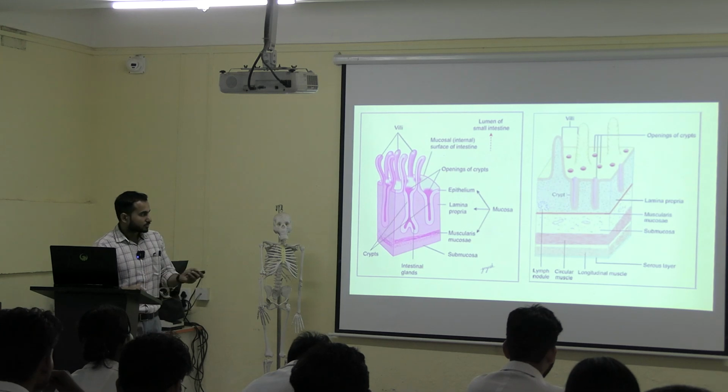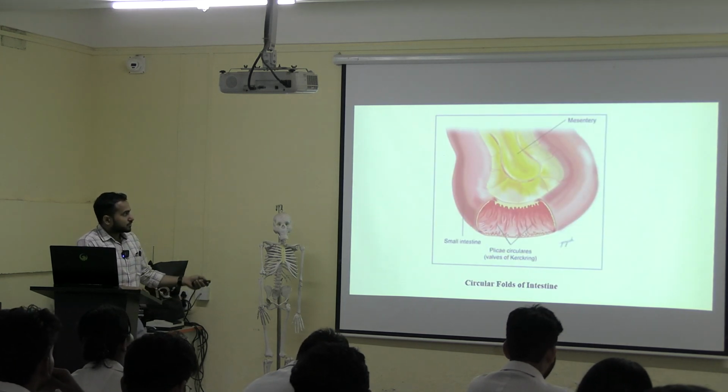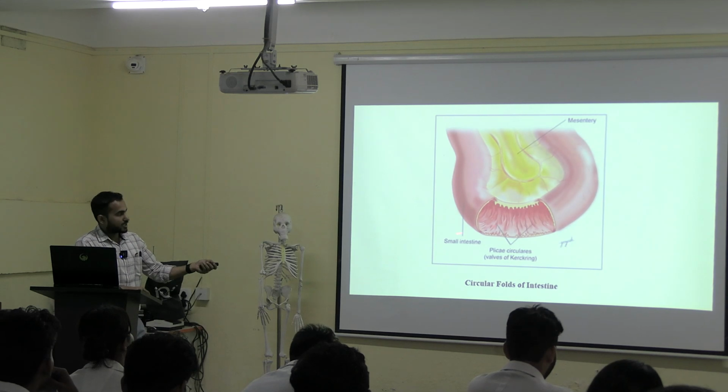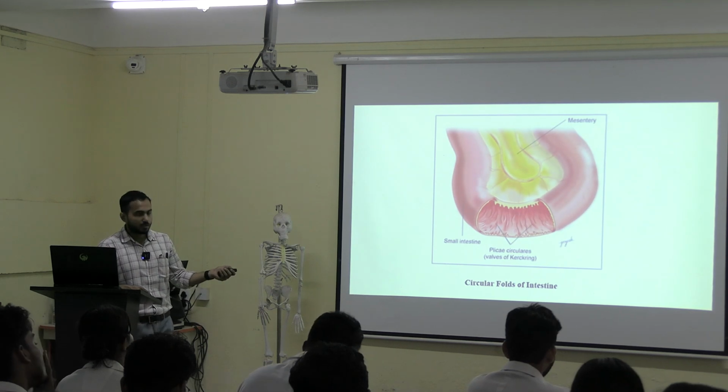Now this you already know, we have already discussed the interior of small intestine. So here you can see the plica circularis, also called the valves of Kerckring.